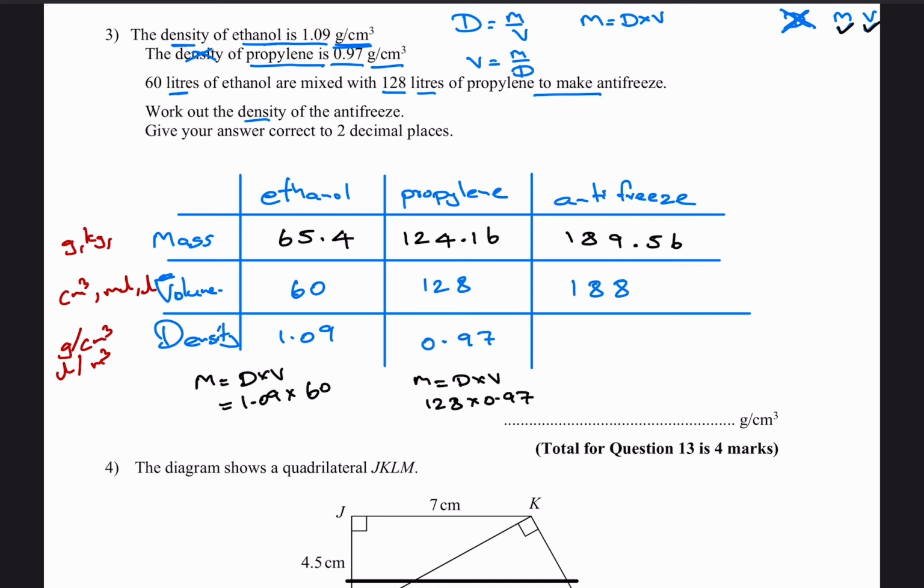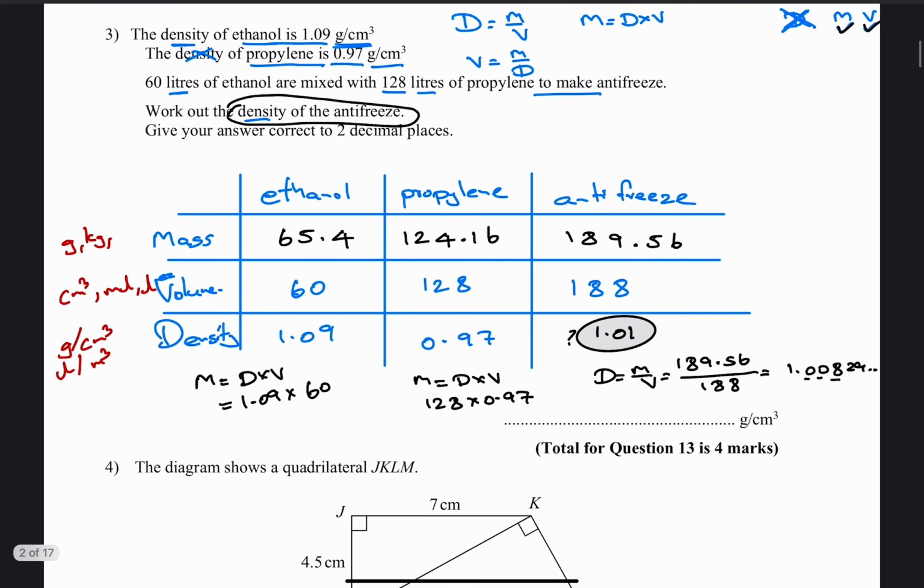Then I want the density of this antifreeze. What's the formula of density? Density is mass over volume. The mass is 189.56 divided by the volume, 188. That gives you 1.0083829 something. I want 2 decimal places, so 1 dp, 2 dp. I look at the third one, 8 means round up, so it's not 1.00, it's 1.01. That's the answer, because they're asking you for the density of the antifreeze, and the answer is 1.01.